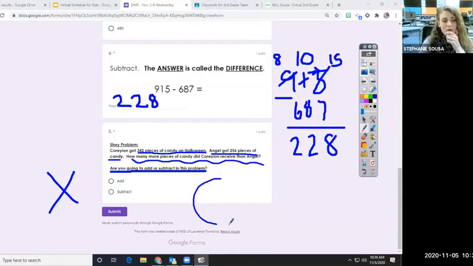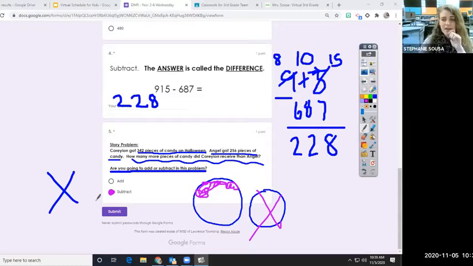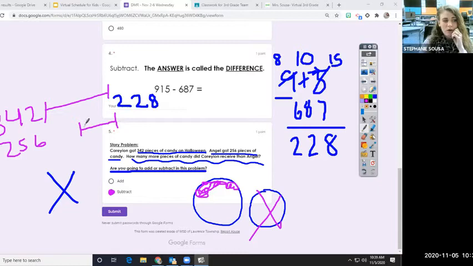So I see that Corian has more. Angel has a smaller amount. We're going to see how much extra does Corian have, which means we have to remove Angel's amount. So this is a subtraction. We are comparing the difference between these. Okay, so we have 342, which is a larger amount. We have 256, which is a smaller amount. That means we are removing the 256 to find out what is remaining.